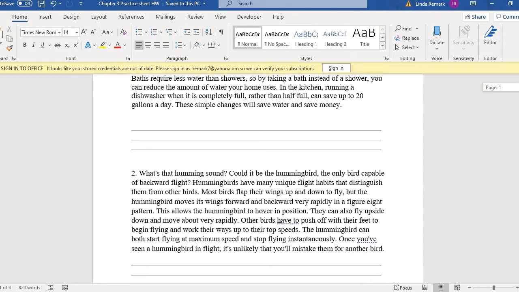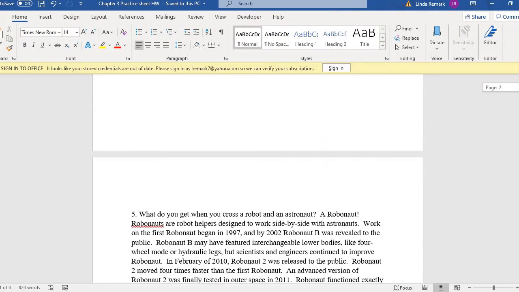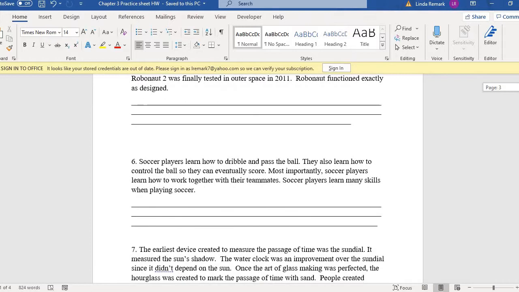So I'm going to do 2 of them with you to kind of demonstrate. And so I'm going to scroll down. Okay, I'm going to do number 6. Soccer players learn how to dribble and pass the ball. They also learn how to control the ball so they can eventually score. Most importantly, soccer players learn how to work together with their teammates. Soccer players learn many skills when playing soccer.